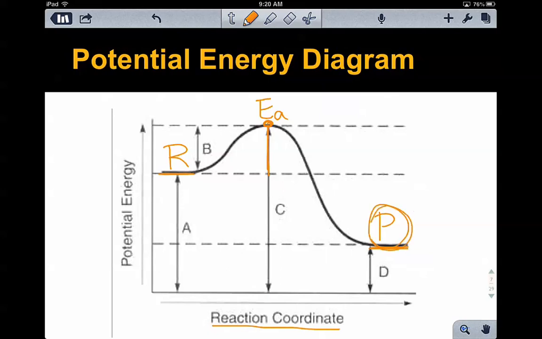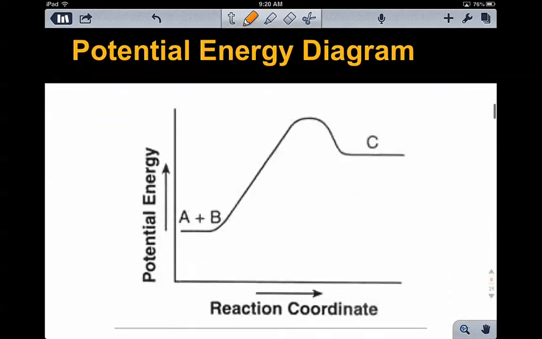And if you see here, the difference between the energy of the reactants and the energy of the products, the energy actually decreased. So the energy of the system went down. And so that means we have a negative change in energy, which makes this an exothermic reaction.